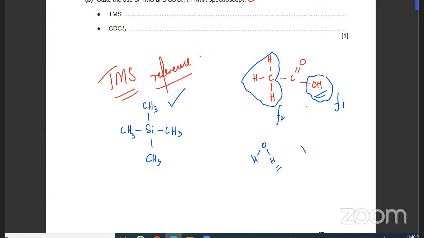So that's used as a solvent. Because if you mix ethanoic acid, it wouldn't be in vacuum, it would be dissolved in something. So if you mix it in CDCl3, this solvent will not resonate because it doesn't have a hydrogen proton. It's got the other isotope of hydrogen which does not resonate. Okay.